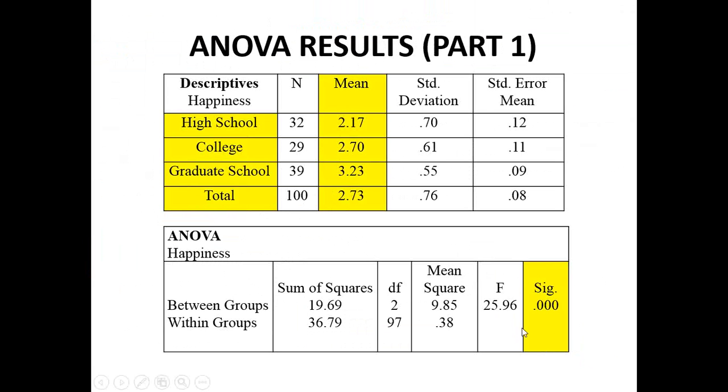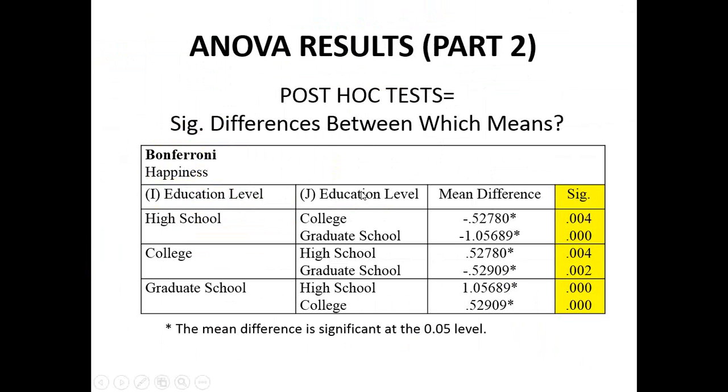Then we see in the ANOVA table the significance, saying that's a significant difference. Then when we go to the post hoc, it's saying that high school, see the minus, is significantly lower than college and graduate school. And graduate school is significantly higher, see, positive numbers, than high school and college. And college is significantly higher than high school, but lower than graduate school. So there we go, the one-way ANOVA.